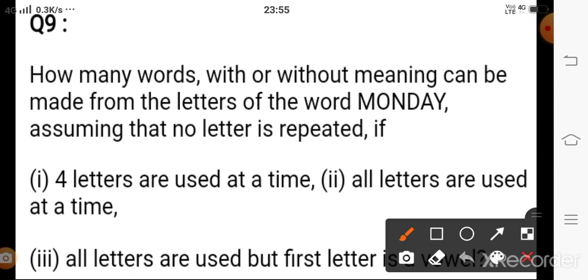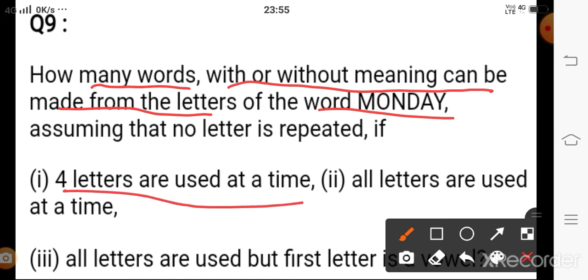Let us solve one more question here. Question number 9 of exercise 7.3. The question is: how many words, with or without meaning, can be made from the letters of the word MONDAY? If we have to form words by using the letters of the word, how many letters do we have? MONDAY means 6 letters, and some conditions are given. In the first one, 4 letters are used at a time.